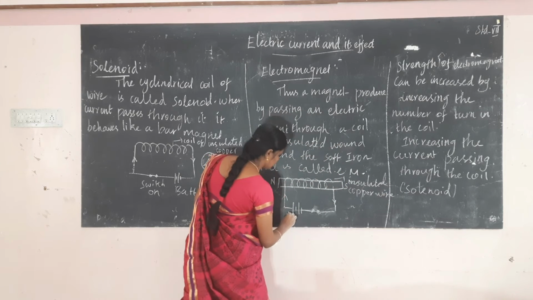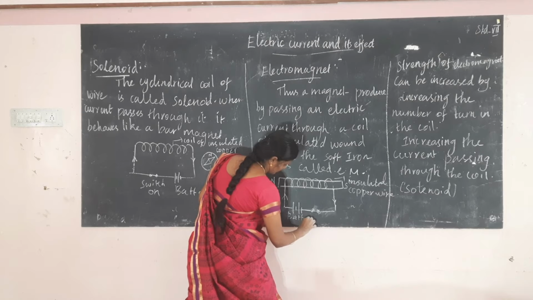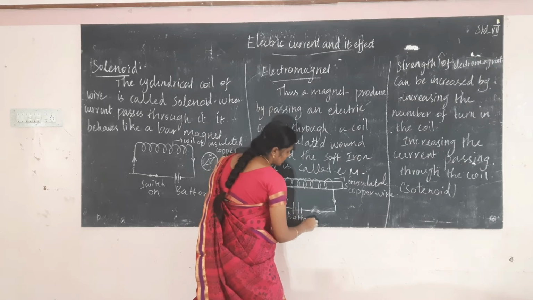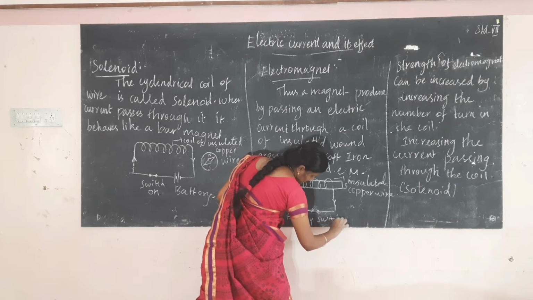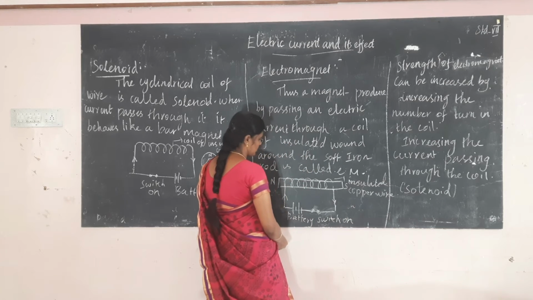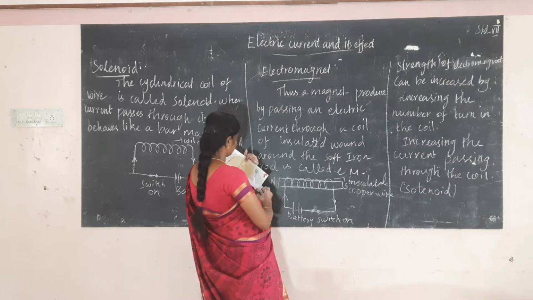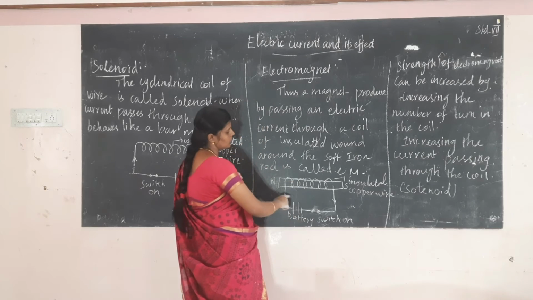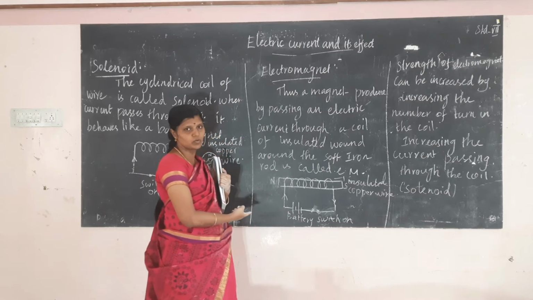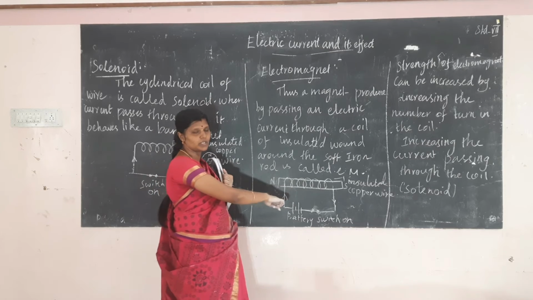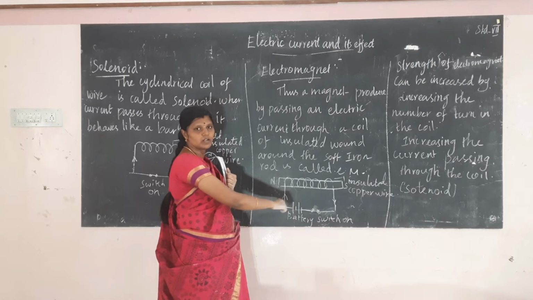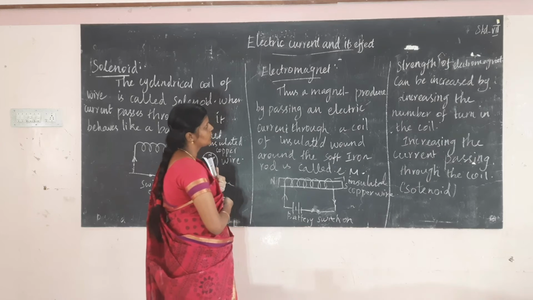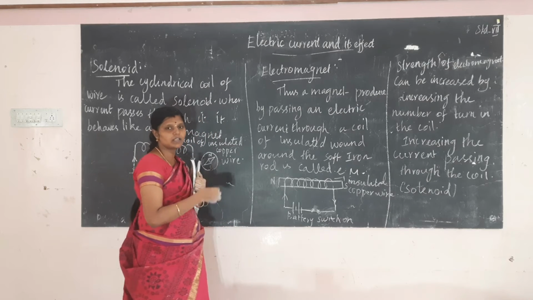Here it is a battery. They have wound the wire around an iron rod. Battery, switch on position. The current flows through the circuit. The iron rod acts like a magnet. Because current flows through it, the normal iron rod acts like a magnet. This is called an electromagnet.